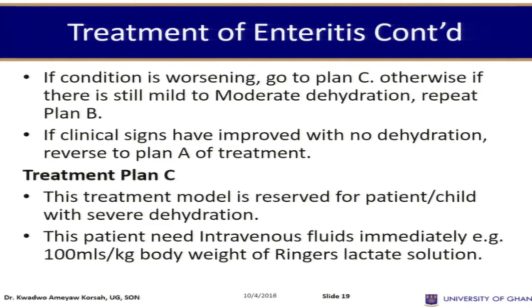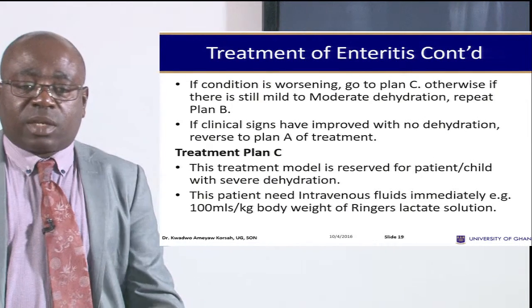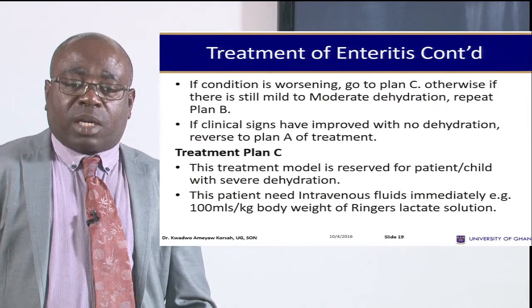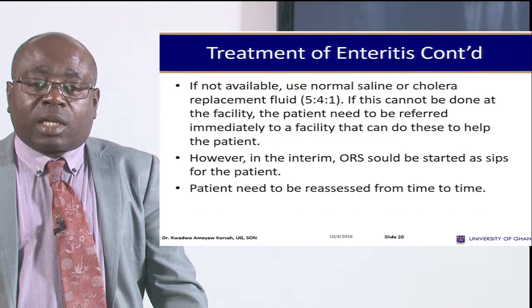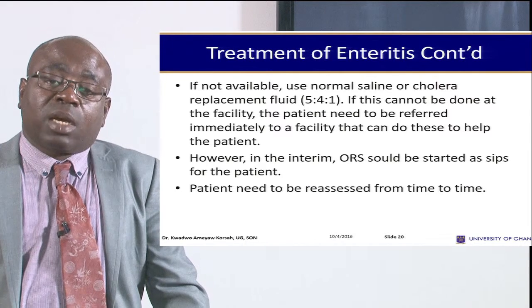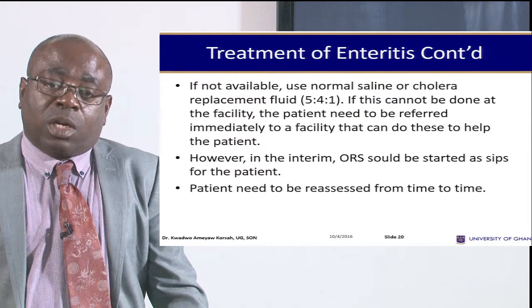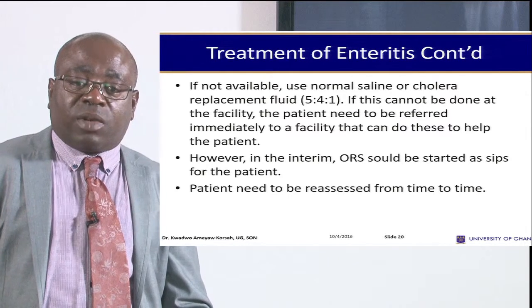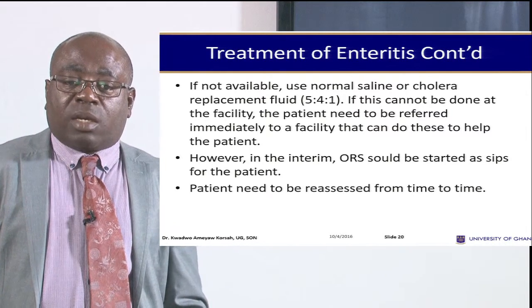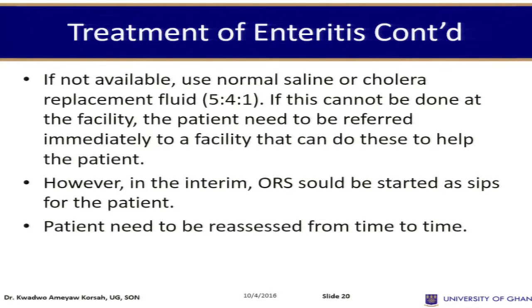So plan C, this treatment model is reserved for patients, and a child, with severe dehydration. The patient needs intravenous fluids immediately. For instance, 100 ml per kg body weight of Ringer's lactate solution or other types. And in some cases, the hospital may have their own protocol, and so we can base it on the protocol of the hospital. If not available, we can use normal saline.